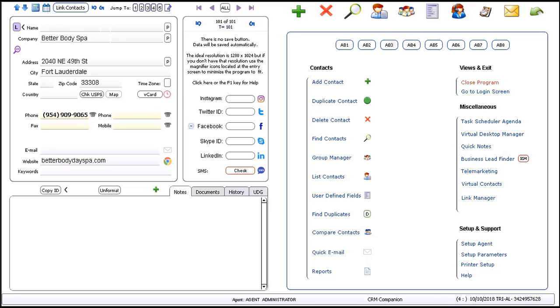So that is important because you're gonna find leads that otherwise by searching you wouldn't find, because that person wouldn't have a website. So it's important that you use this area of Business Lead Finder.